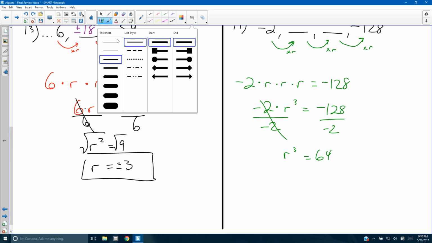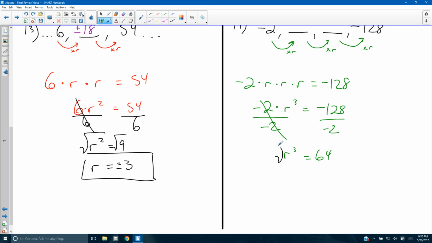I guess one thing I could mention here is that when you take the cube root of both numbers, which you can do on your calculator, taking the cube root of a number is not plus or minus. It's just the sign that you have. For example, cube root of 64 is positive 4. It's not plus or minus 4.